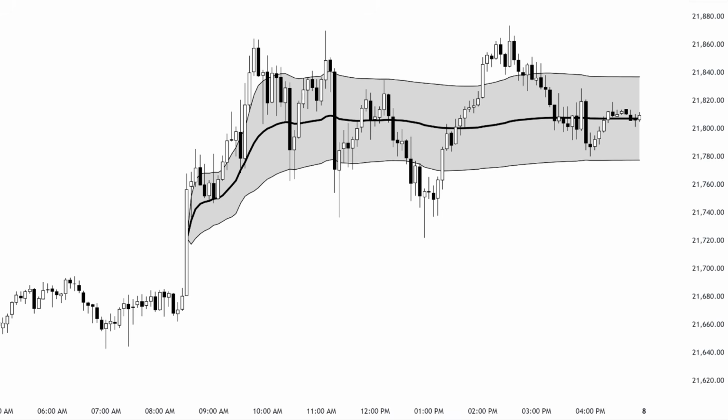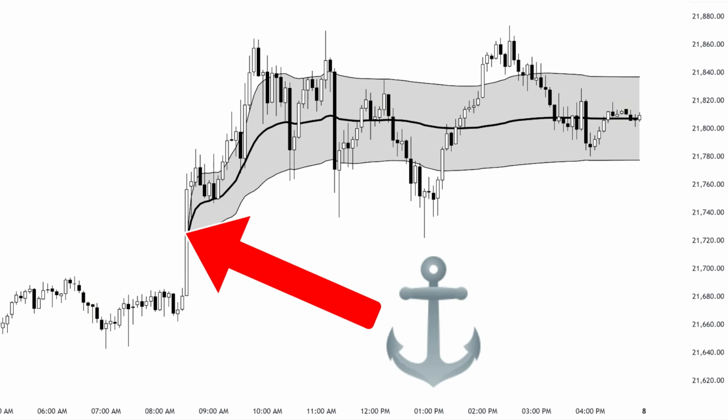The anchored VWAP is simple in theory, but incredibly powerful in application. It's just like standard VWAP, but instead of resetting each session, we get to choose the exact bar, candle, or event where we want to start calculating from. That anchor becomes our reference point, and every tick forward from that point is volume weighted to give us a real-time fair value benchmark from that exact moment.